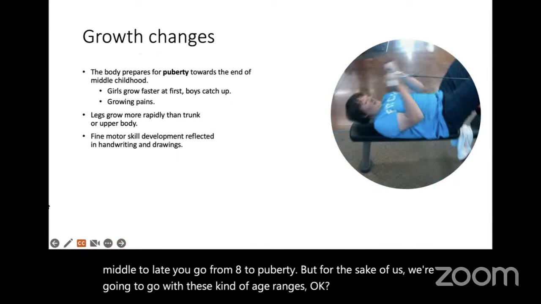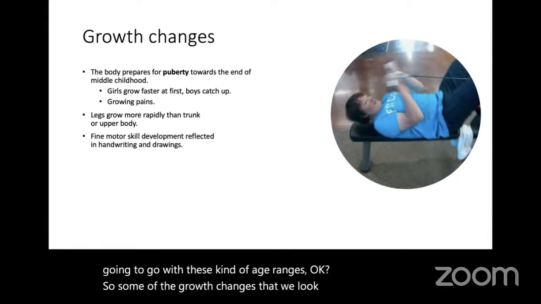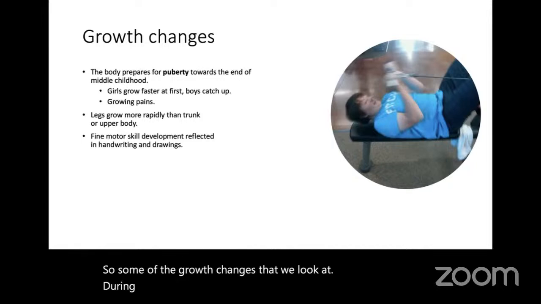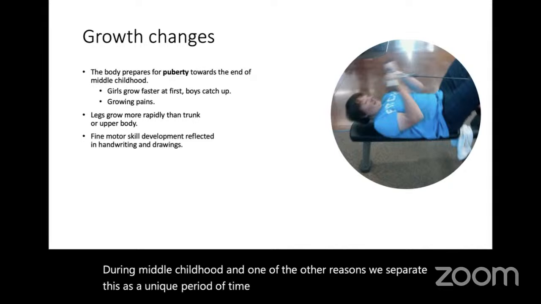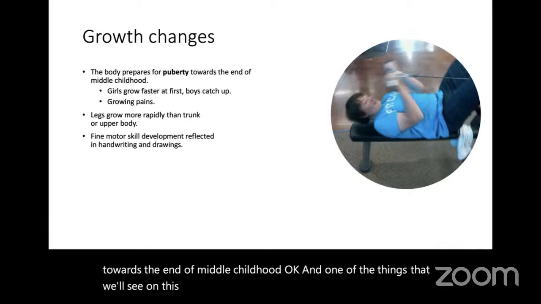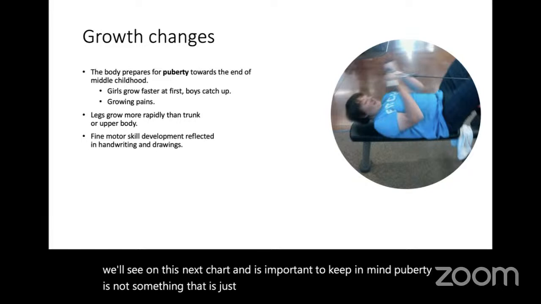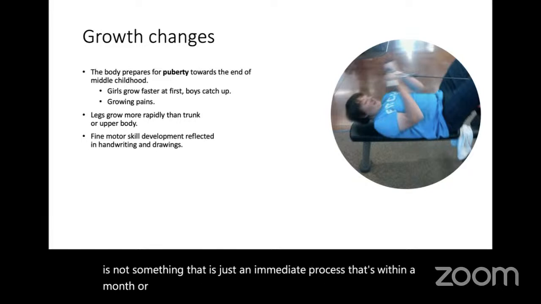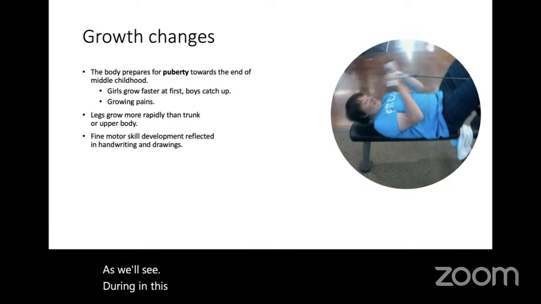So some of the growth changes that we look at during middle childhood, and one of the other reasons we separate this as a unique period of time, is our body prepares for puberty towards the end of middle childhood, okay? And one of the things that we'll see on this next chart, and is important to keep in mind, is that puberty is not an immediate process where within a month or so, all of a sudden we go from a childhood body to an adult body. It's actually a couple of years long, as we'll see in this next chart that I'm going to show next.